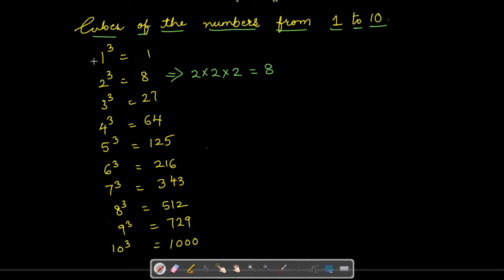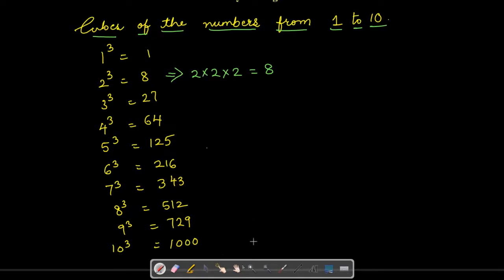So here we have the numbers like 1 cube equals 1, 2 cube is equal to 8. So how do we get this 2 cube is equal to 8? It is nothing but repeated multiplication, the power. It's the same number multiplied those many times. Like here it is 2 multiplied 3 times, 2 times 2 times 2, which gives you 8. So likewise, you need to memorize the cubes till 10.